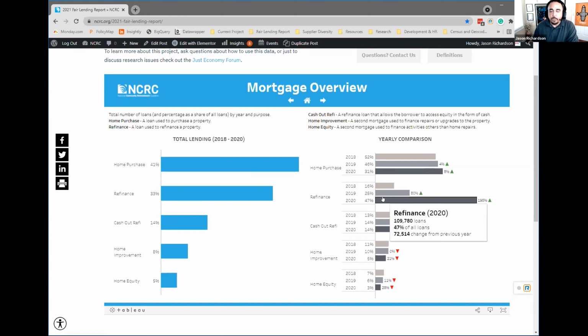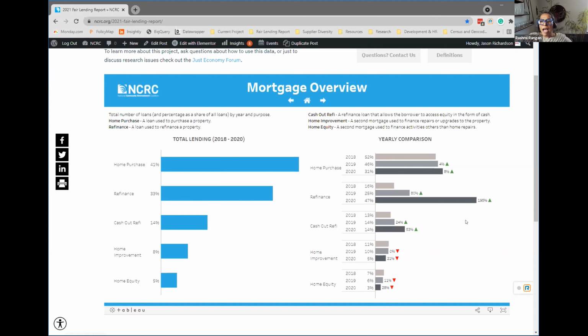Refinance lending looks a little different, and this is a pattern that we see nationally. It's due to extremely low interest rates during 2020, and a massive number of refinances were processed during that year. So yeah, it certainly does change.